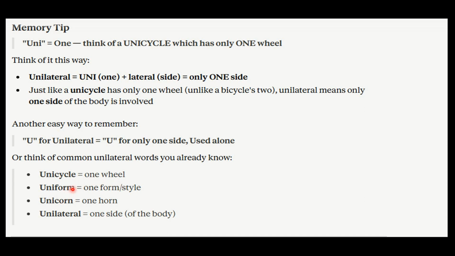Uniform. Whenever we are wearing a uniform, we know that uniform means one cloth or one outfit for everyone, right? So that's why we are using uniform. Unicorn, that means one horn. Unilateral, that is one side of the body. So this is how you can relate things with commonly used words and phrases, so that whenever you want to recall it, you can do so with the help of those words. Okay, so I think now it's quite clear to all of you what is unilateral, what is bilateral, and all the other anatomical terms of direction that we have already covered.